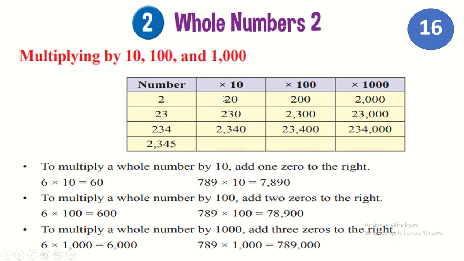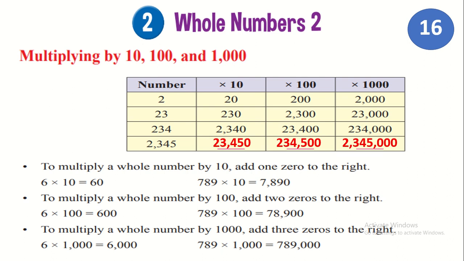The last number here is 2,345. You multiply by 10, the answer is 23,450. If you multiply by 100, the answer is 234,500. And if you multiply by 1,000, the answer is 2,345,000. Correct, students? Okay, let's check your answer.